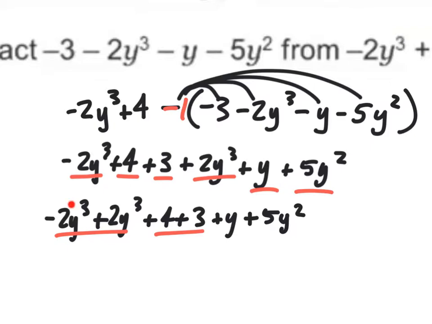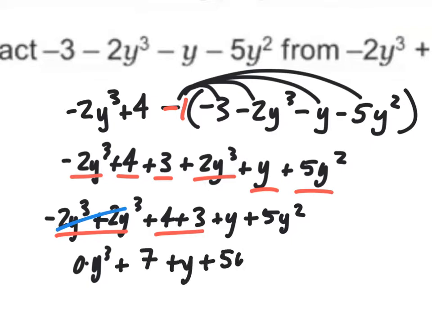Okay, and something subtracted by itself or adding the opposite is just going to turn this into 0. So you can write 0 times y cubed, but 0 times any number is just going to be 0. So normally when you see the opposites, you just kind of cross them out. Okay, and then I'm going to do plus 4 plus 3 is 7, plus y, and then plus 5y squared.